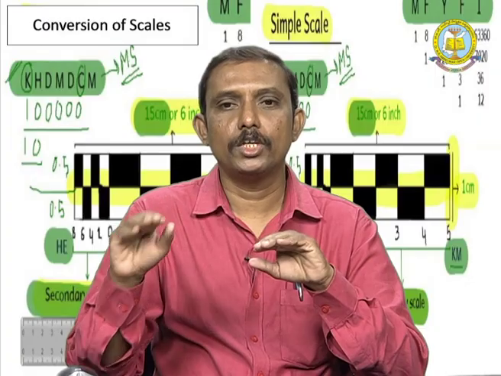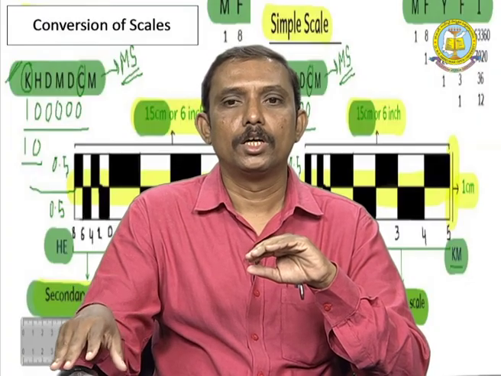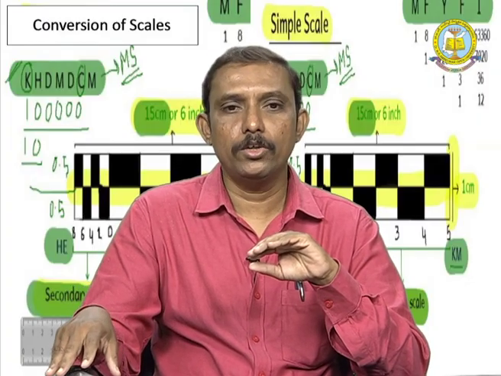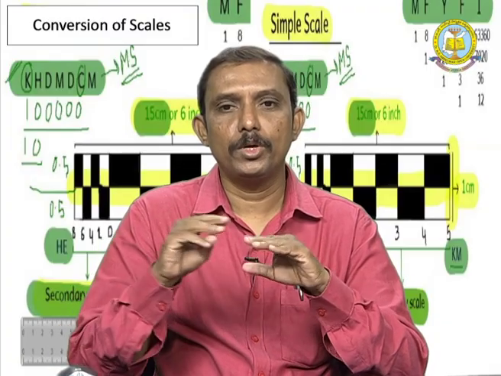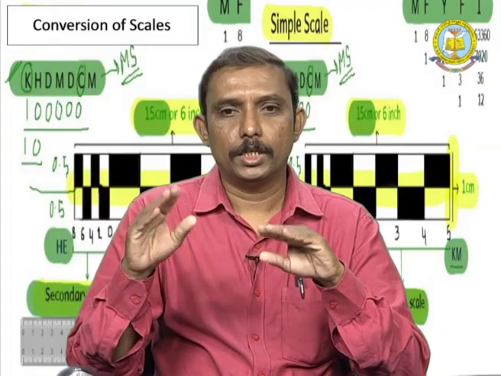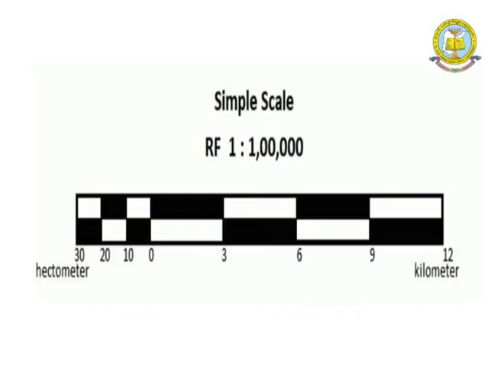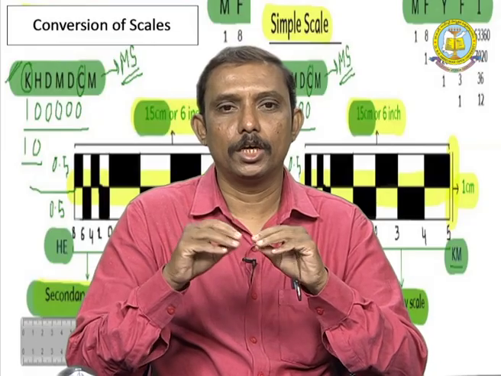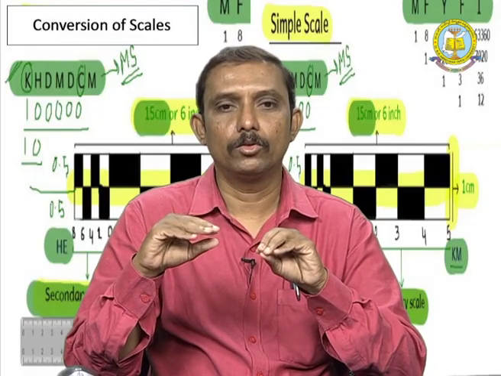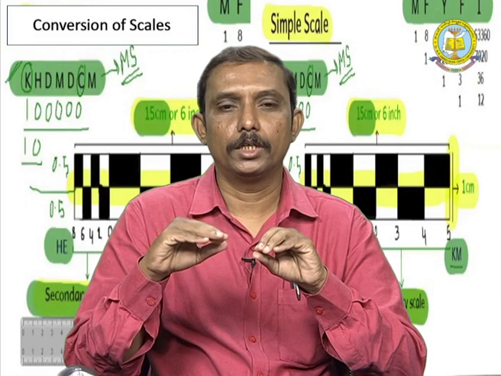This 3, 6, 9, 12 is representing kilometers, and the secondary unit, that is hectometers, we have to represent. The secondary units are divided into 3 parts, that is 10, 20, 30. 1 kilometer is equal to 10 hectometers. On that basis you have to divide it into 10, 20, 30.